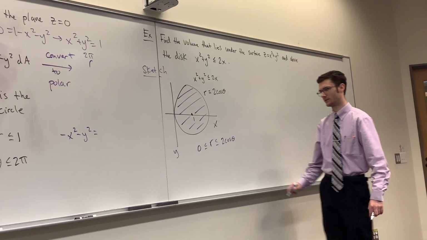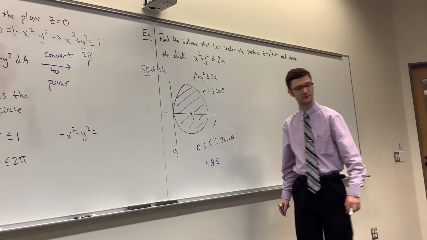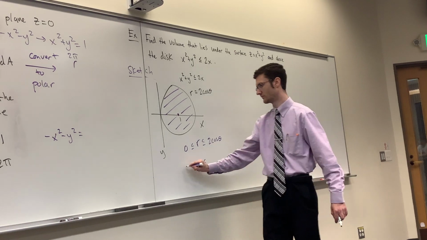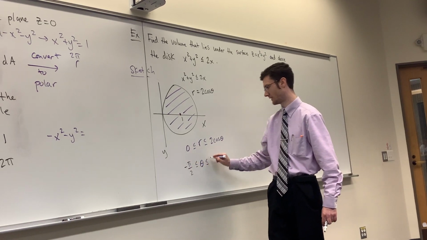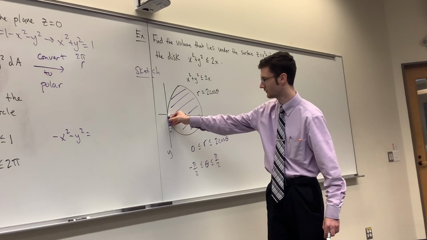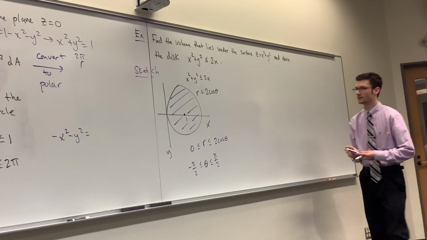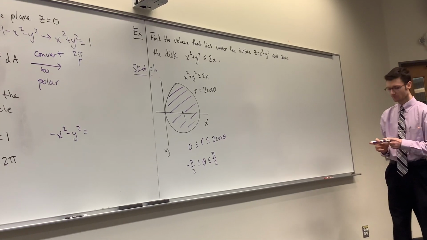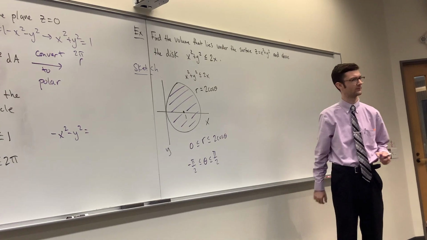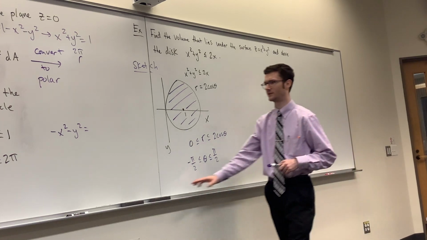Now how about on theta? Dylan? Is it pi over 2, or negative pi over 2 to pi over 2? Yeah, negative pi over 2 to pi over 2. We capture the whole circle. From here you could probably set this up without sketching it in 3D, but let's just get the sketch.